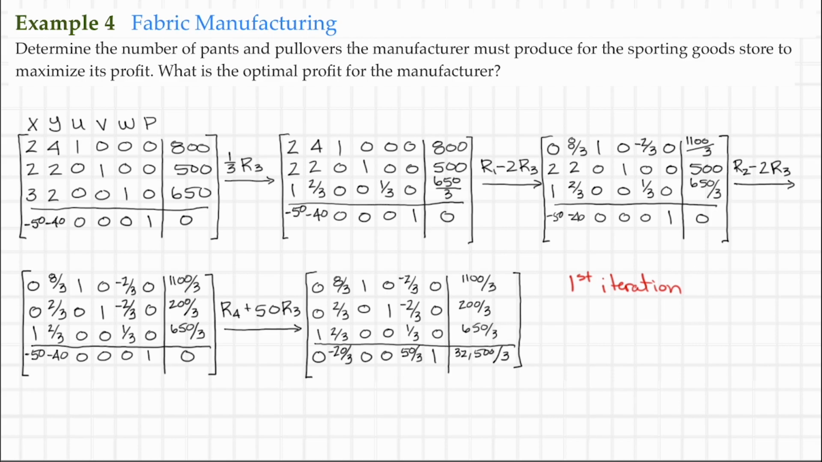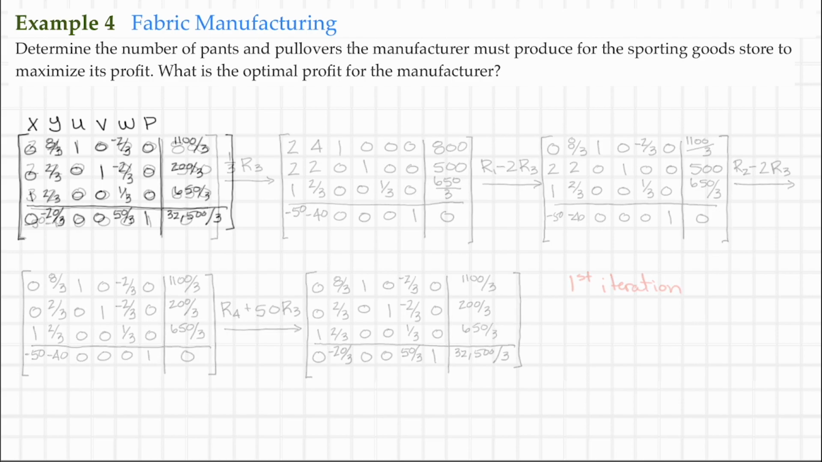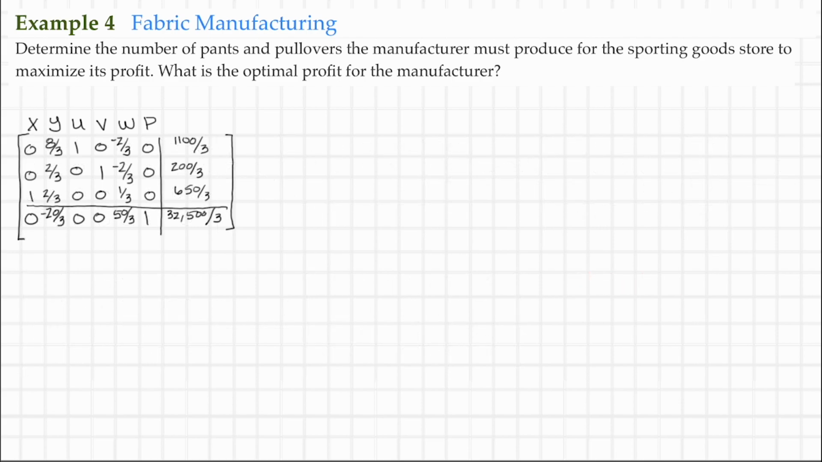But we'll continue with another pivot element. So again, our pivot value is going to happen in this column here. It's with our negative value in the 4th row here. So it's going to happen in this column. This will be our pivot column. Then if we take 1,100 thirds and divide that by 8 thirds, that's 137 and a half. Then 200 thirds divided by 2 thirds, that's 100. And 650 thirds divided by 2 thirds, that's 325. So then our pivot element is going to be 2 thirds.